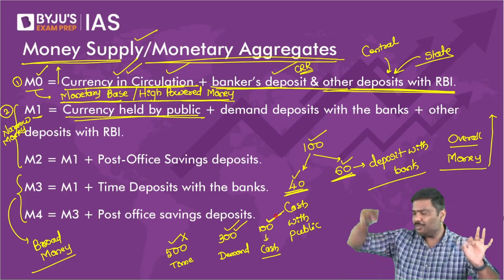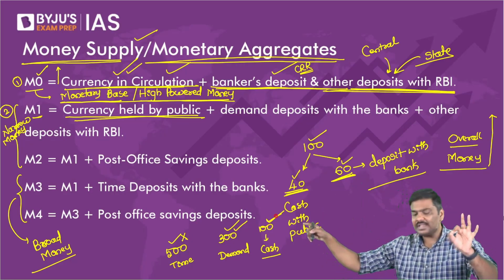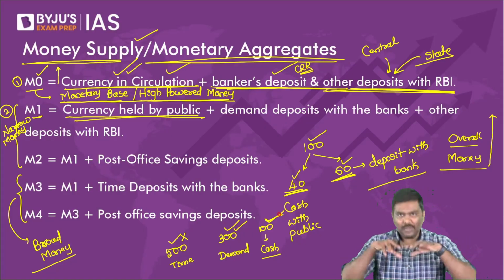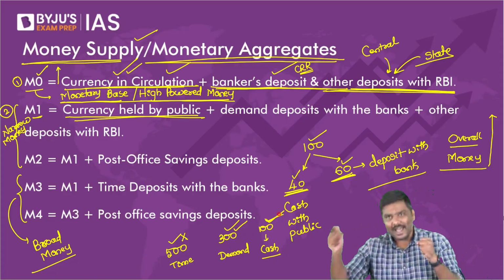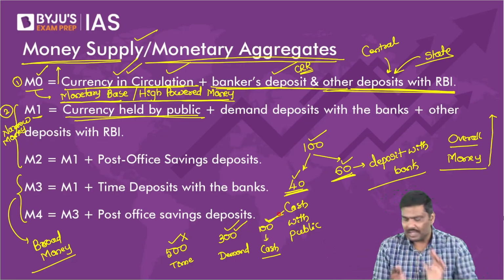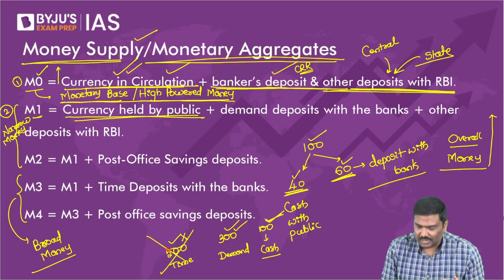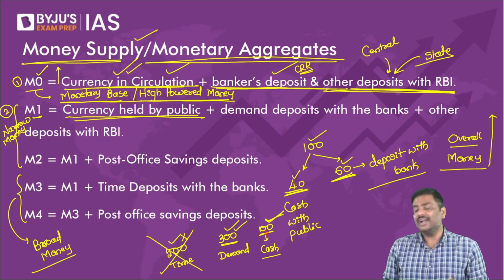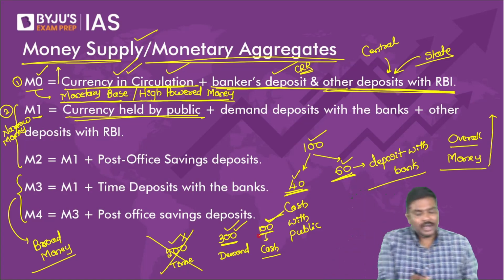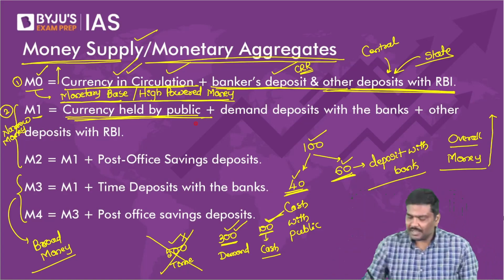500 rupees people have kept in the form of time deposit. 300 rupees demand deposits are there in the banking sector, and 100 rupees people have in the form of cash. If I want to find out how much is the narrow money out of all the money in the economy, I will not count 500. I will simply count 300 plus 100 rupees. Anybody has a problem? Right?